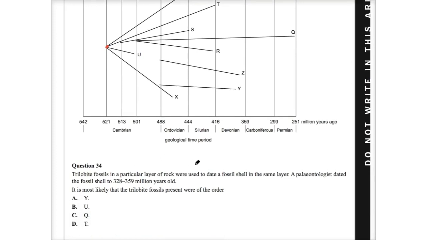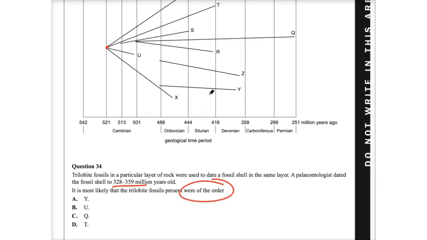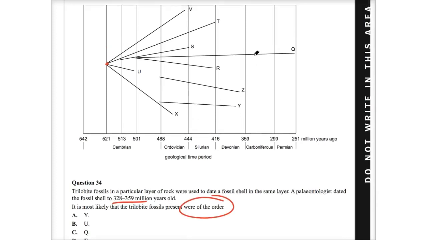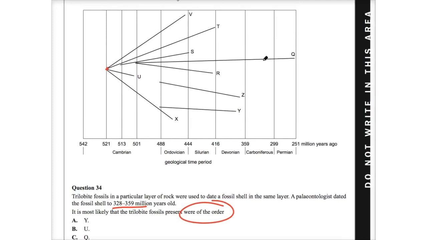Trilobite fossils in a particular layer of rock were used to date a fossil shell in the same layer. A paleontologist dated the fossil shell to 328 to 359 million years old. It is most likely that these trilobite fossils present were of the order which one? So we look at this 328 to 359 million years. What actually still existed upon that? So we go back approximately here, and the only one has to be Q.